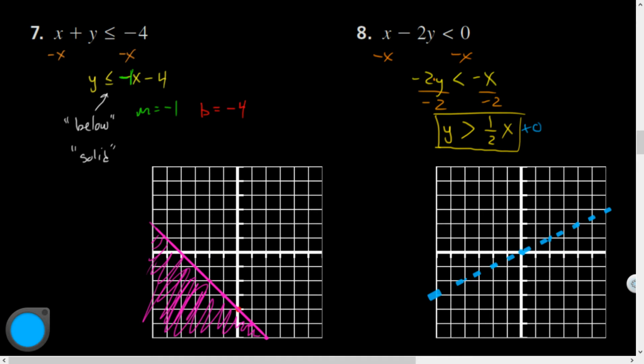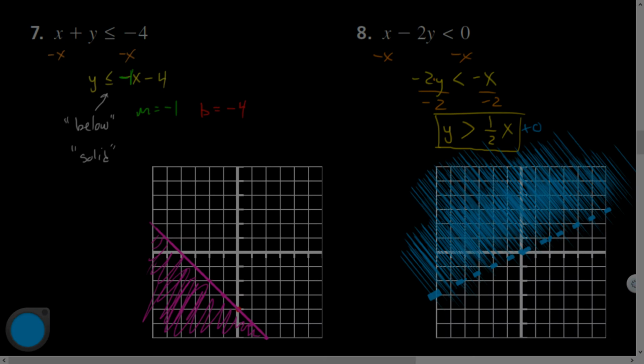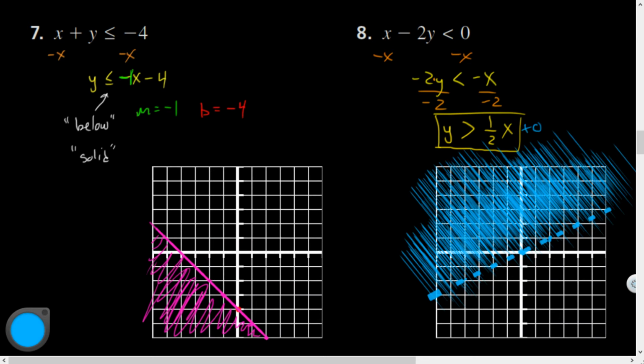I could even use this crazy shading. That beautiful shading. Wow, I love it. Right, shaded above the line because it was a greater than sign. All right, so these aren't too crazy, I don't think. Let's do just example 4. We'll call it a day.